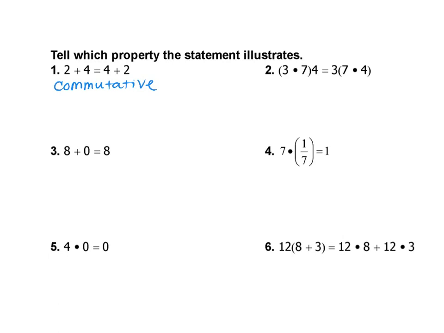Okay, number 2. What is number 2? Associative, right. Those parentheses are associating with different numbers. They associated with the 3 and 7 first, and then they associated with the 7 and 4 second. So that's associative property of multiplication. What about number 3? Identity, right. Anytime I add 0 to a number, I get that number. So that's my identity property.